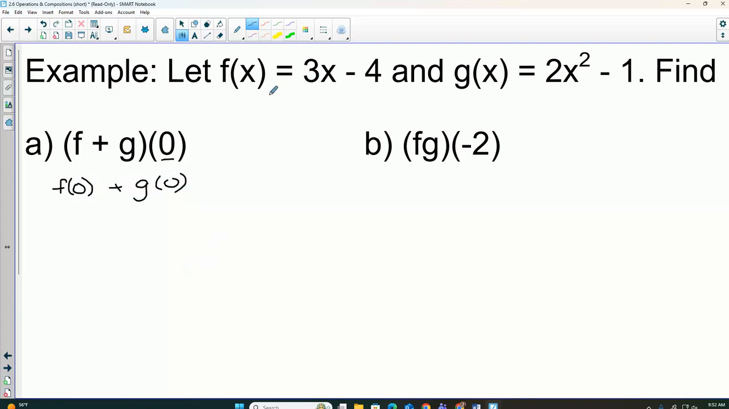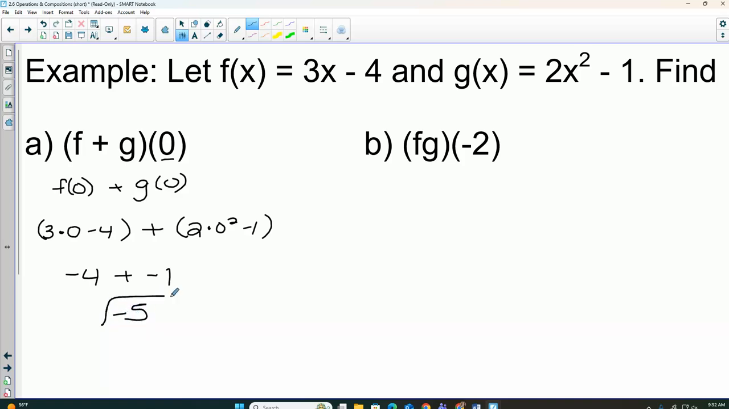So if I put a 0 into f, 3 times 0 minus 4, we get negative 4. If I put a 0 into g, 2 times 0 squared minus 1, 0 minus 1, so negative 1. So negative 4 plus negative 1 gives me negative 5. So we put the 0 into both and add our answers together.